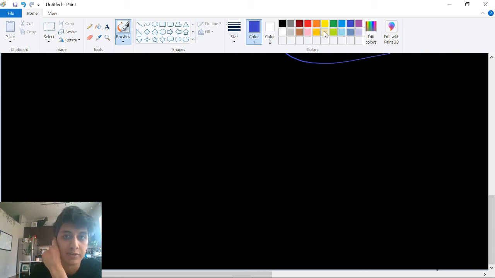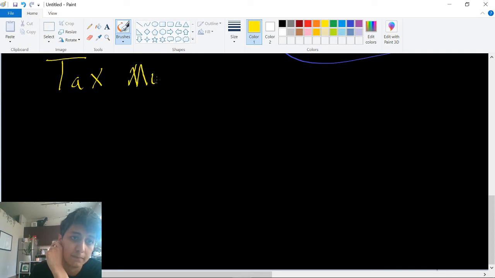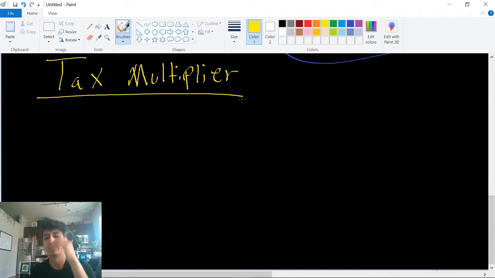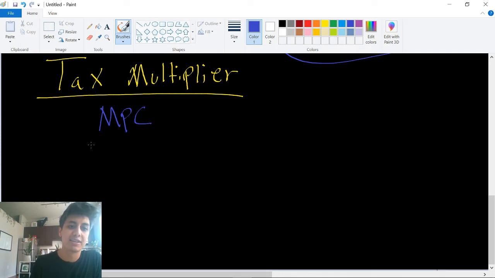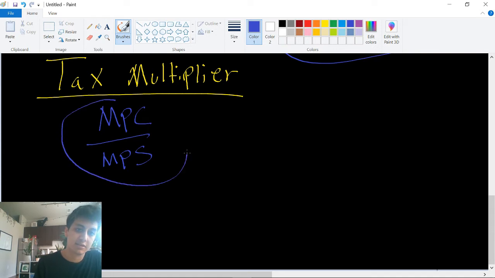Ooh, I have just enough room. So this is going to be a tax multiplier. So the government in this scenario, they're saying, no, we don't want to spend money. We're just going to cut taxes, right? We're going to decrease taxes to put more money in the pockets of our people. And so the tax multiplier, the way we figure that out is by using this equation. We have the marginal propensity to consume, and we're just going to divide that by the marginal propensity to save. This is the big one.